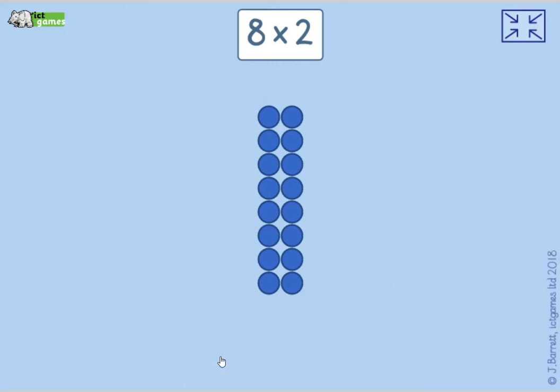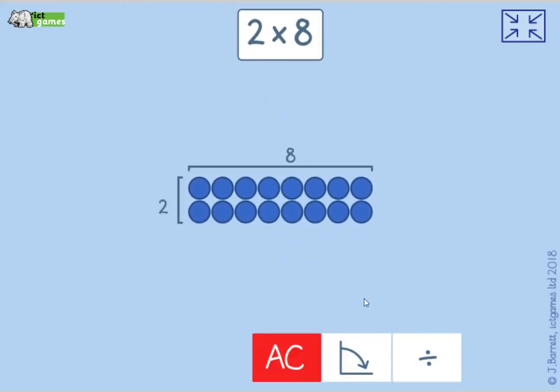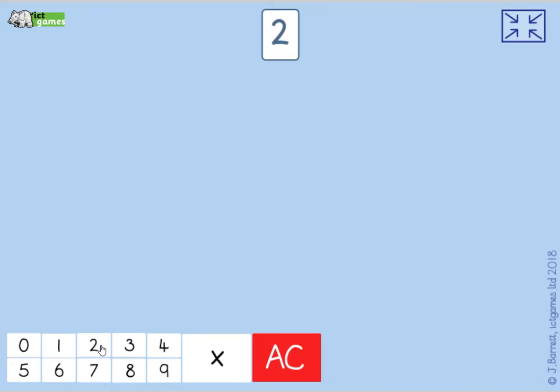Year ones, don't worry. Don't feel too wobbly about this, guys. This might be completely new to you. This is particularly for the year 2 guys, okay?